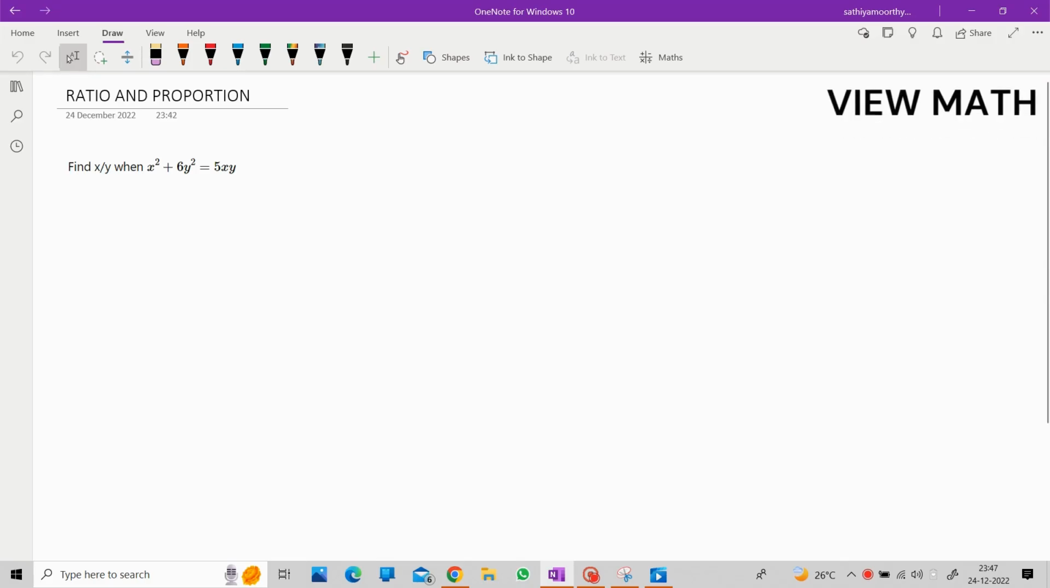Now let's see the next problem. Find x by y when x square plus 6y square is equal to 5xy. So what they have given is x square plus 6y square is equal to 5xy. They are asking us to find out x by y.